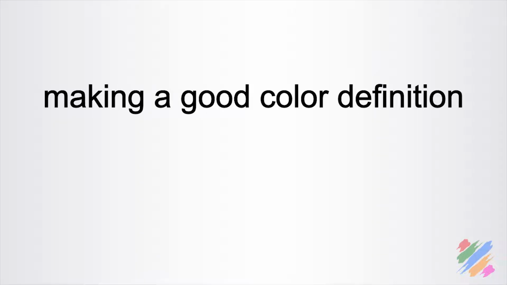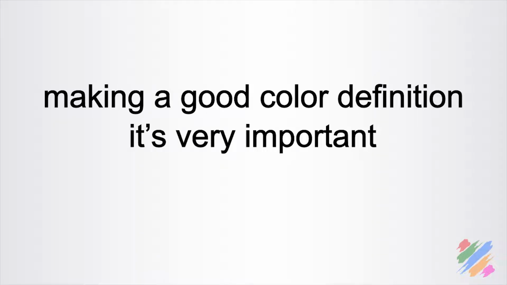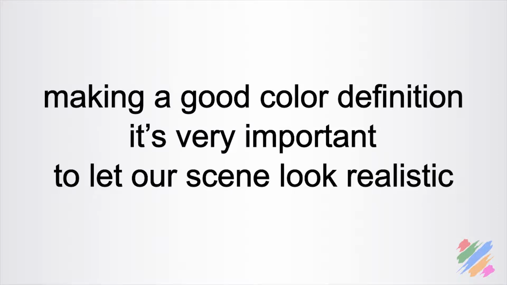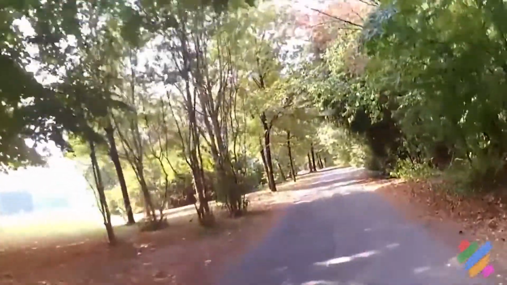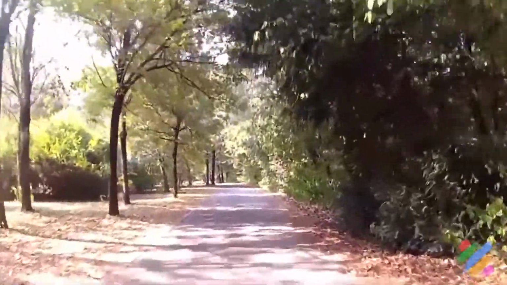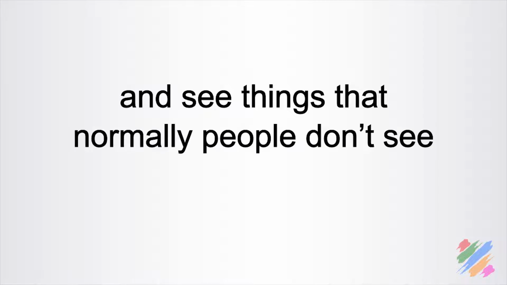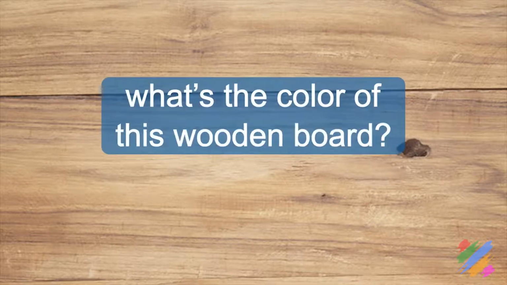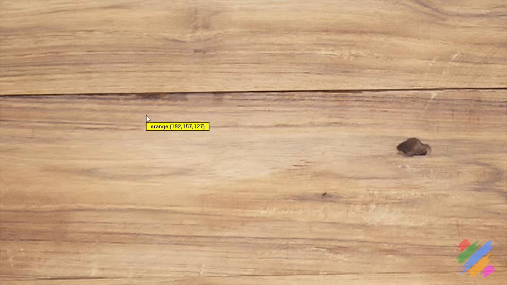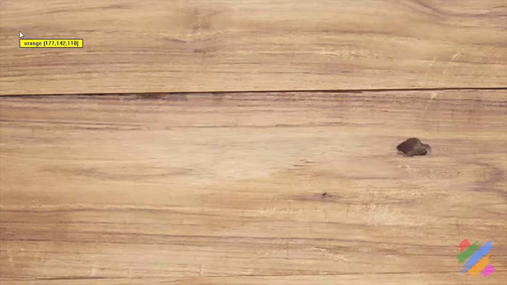Making a good color definition is very important to let our scene look realistic. So we have to start seeing things around us in a different way. We have to adjust our perception and see things that normally people don't see. For example, if we ask what's the color of this wooden board, the natural answer is brown, but this is not completely true. We also have a lot of orange and red inside of it.